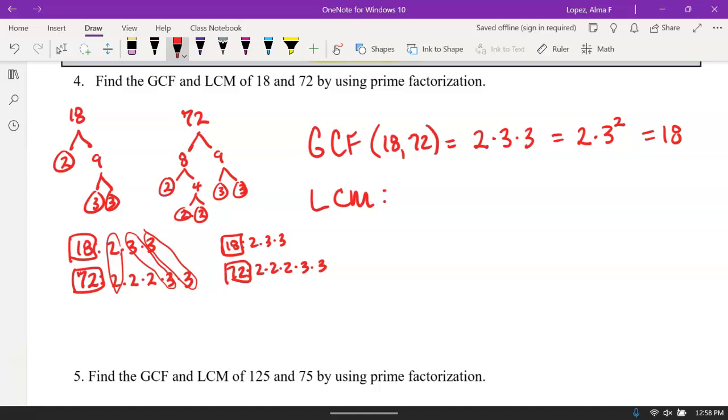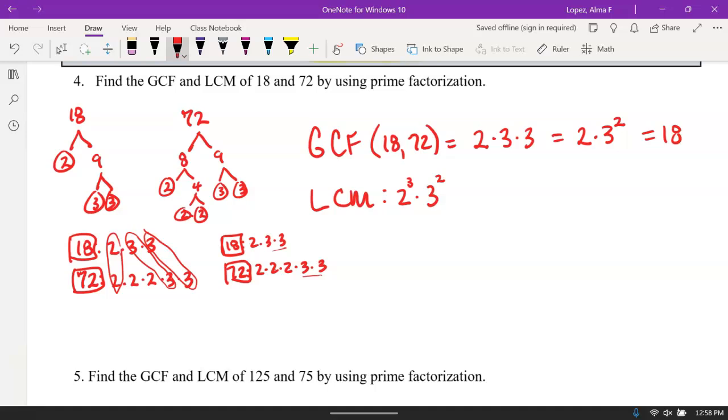Now you're going to look to see what numbers appear. Well, I see 2s and I see 3s. You're going to find the most number of 2s that occurred in 18 and 72. 18 only had one 2, 72 had three 2s, so I'm going to put down three 2s in my least common multiple. For the 3s, this one had two and this one had two, so that's two 3s. If there were a 5, I would include it also. Again, write down the most times it occurred in either number.